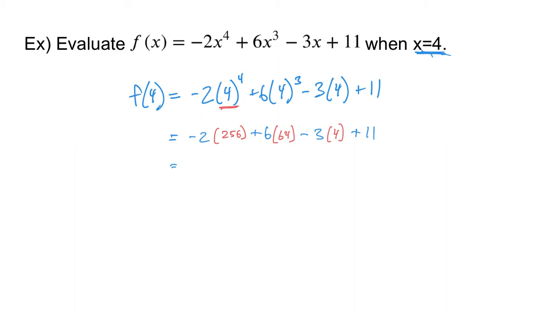Now I'll go through and do the multiplication. -2 times 256 is -512. Plus 6 times 64, that's 384. -3 times 4 is -12. Plus 11, I end up with a final answer of -129.